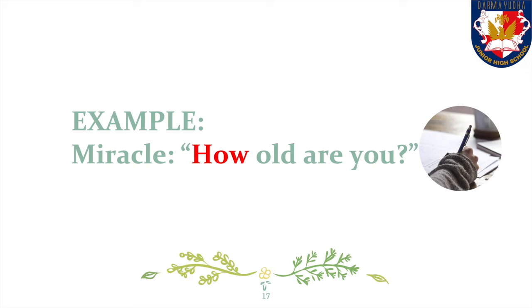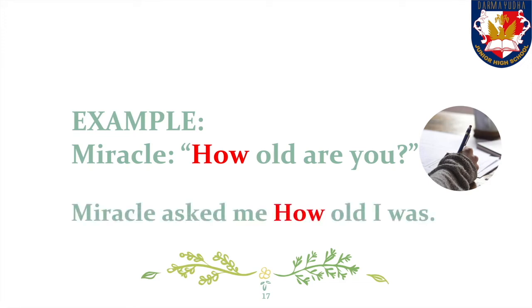Example, Miracle said, how old are you? Can you notice what kind of question word is used in this question? Yes, you are right. That is how. So, when the question starts with a question word, the indirect speech must be: Miracle asked me how old I was. Remember, that is not how old was I. It's supposed to be, Miracle asked me how old I was.